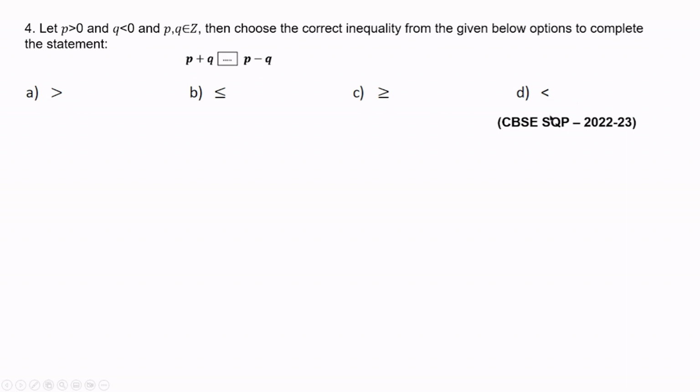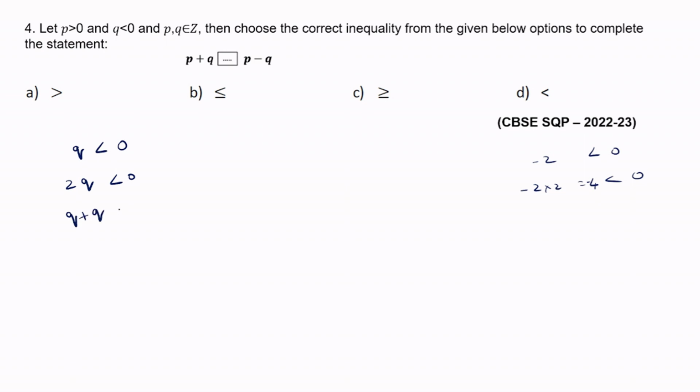So in this dash we have to fill in one of these inequalities. Here we can see that p is a positive integer and q is a negative integer. So we have to check which of these will come. Now here it is given q is less than 0. So if q is less than 0, then 2q is also less than 0. So if we have minus 2 into 2, which is minus 4, it is also less than 0. So 2q is less than 0.